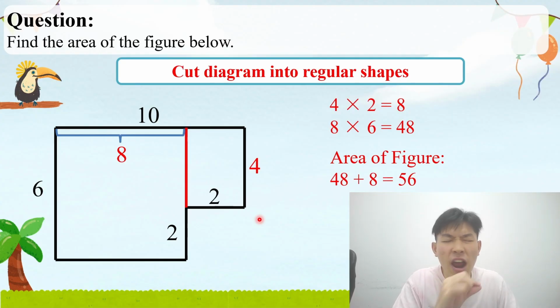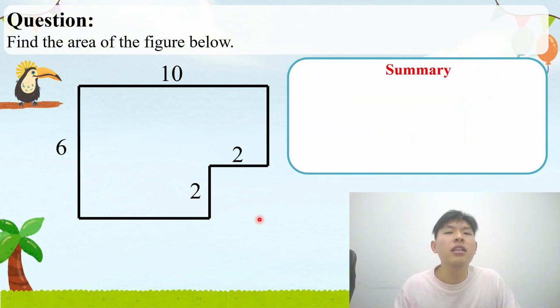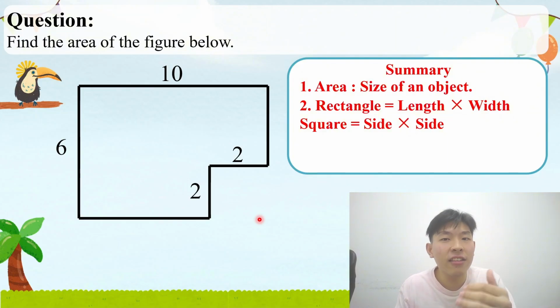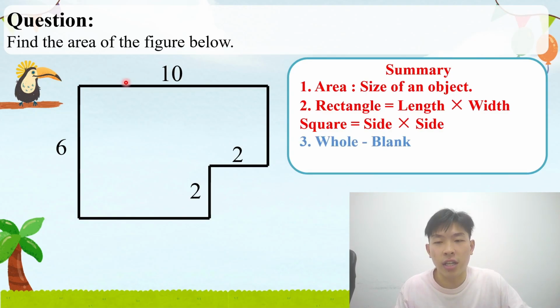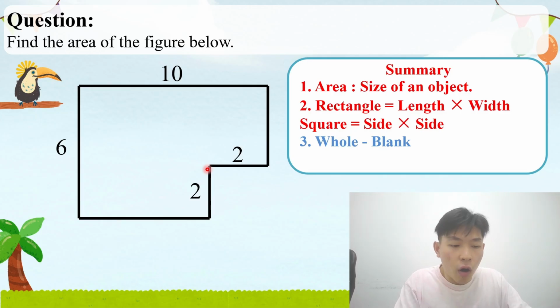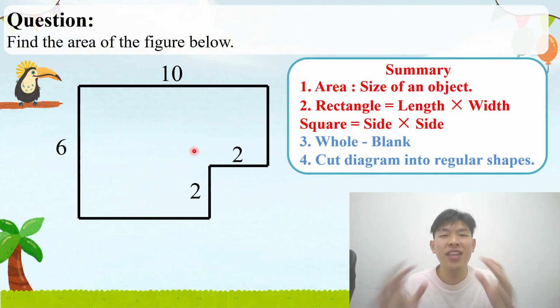So let's take a very quick summary of everything that we learned today. So first thing that we learned is that area is talking about the size of an object. You're talking about the size. How big, how small. And area of a rectangle is the length times width, and square is side times side. And finally, to solve this question here, we can take the whole rectangle, make it into a big rectangle and minus off this blank part. Or we can also cut the diagram into regular shapes. So that will be all.